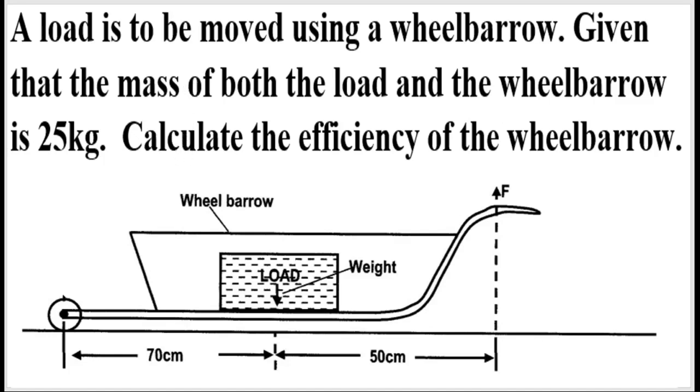And in this video, we are going to be solving a question on simple machines. The subject is physics. Okay, so now the question is saying a load is to be moved using a wheelbarrow. Given that the mass of both the load and the wheelbarrow is 25 kg, calculate the efficiency of the wheelbarrow.